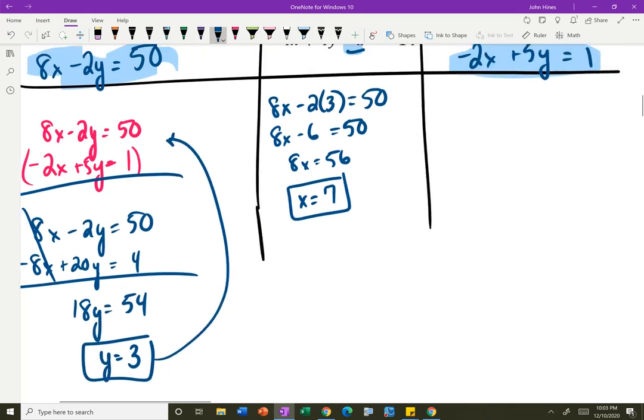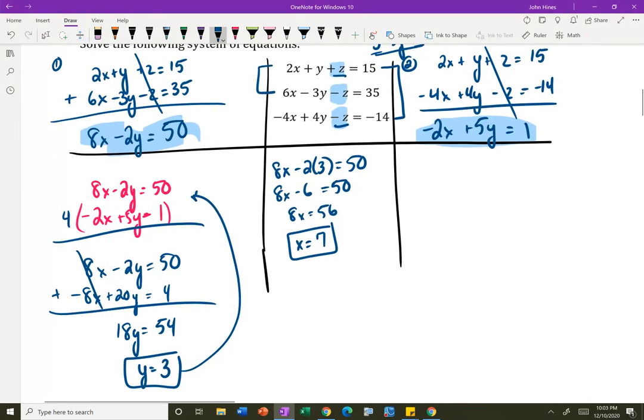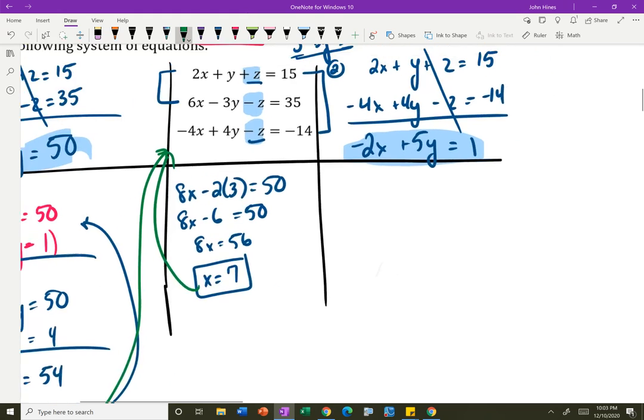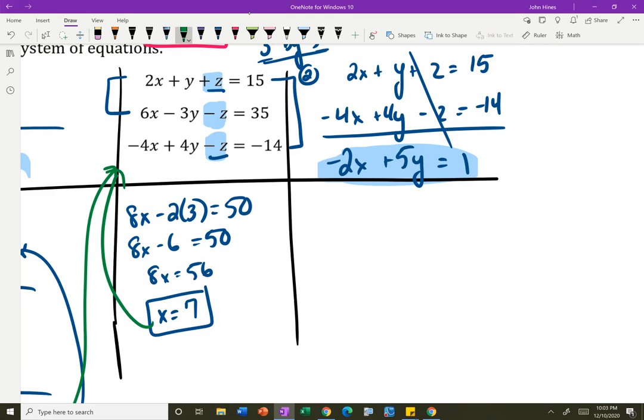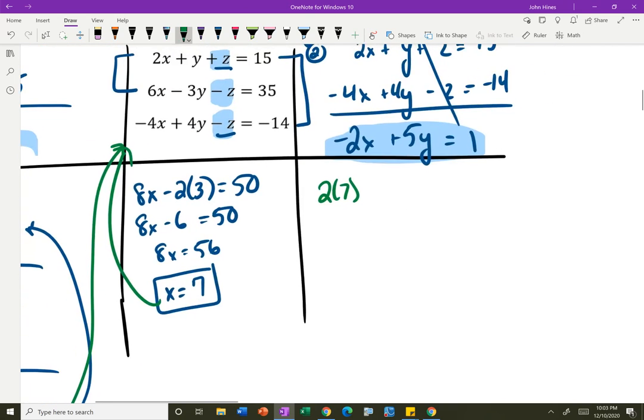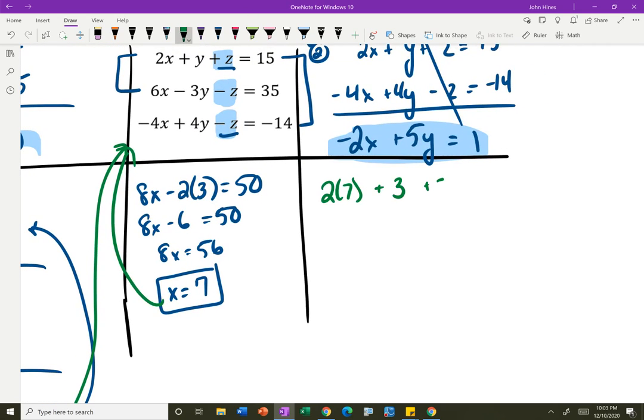Now that we're done with 9th grade land, we zoom back out here and realize what the original problem was. I'm going to take my y and my x and plug them into one of the 3 original equations. It doesn't matter which one. Pick your favorite. Pick the simplest one. I'm going to go with the top one. 2x plus y plus z equals 15.